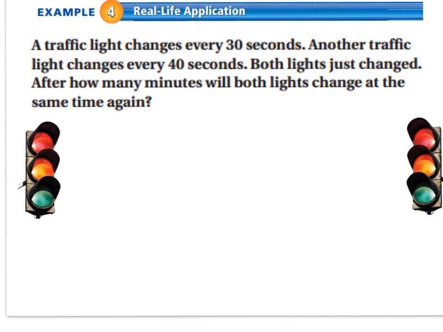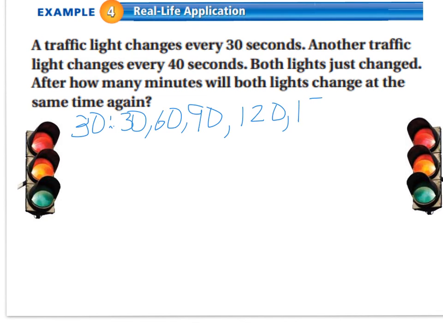This is another least common multiple problem, and since we did the factor trees for our last example, let's do multiple lists this time. Working with 30. 30 times 1 is 30. 30 times 2 is 60. 30 times 3 is 90. 30 times 4 is 120. 30 times 5 is 150. And the list would go on and on and on.